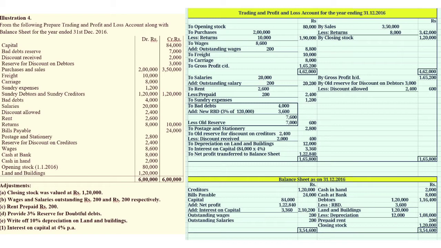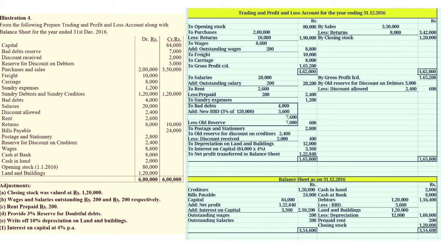Wages and salary outstanding rupees 200 and rupees 200 respectively. We need to add outstanding wages. It becomes 8,800 now. The opening is 8,600. For that we need to add outstanding wages 200. Now it is outer column 8,800.